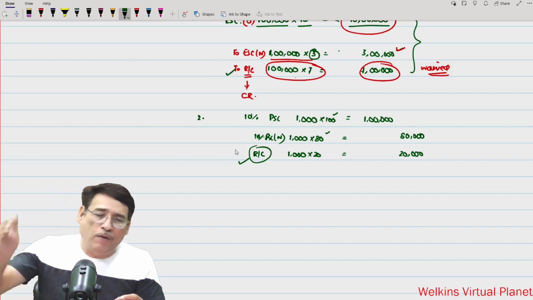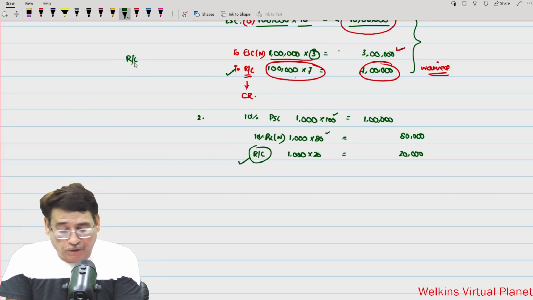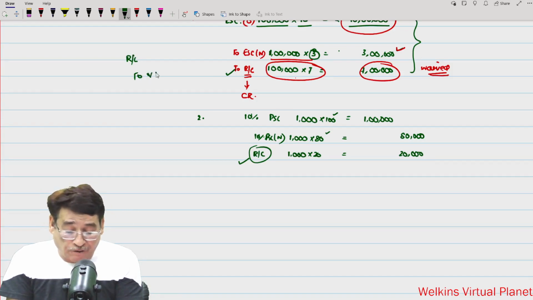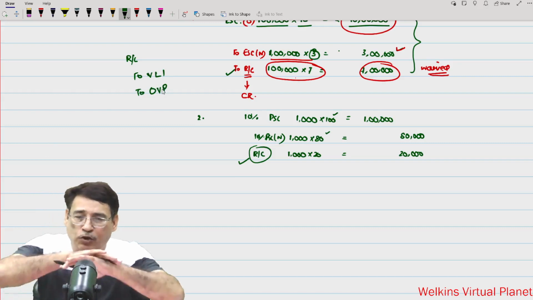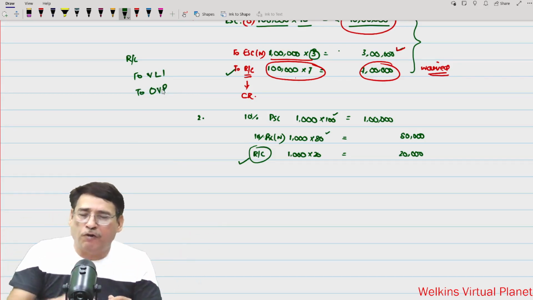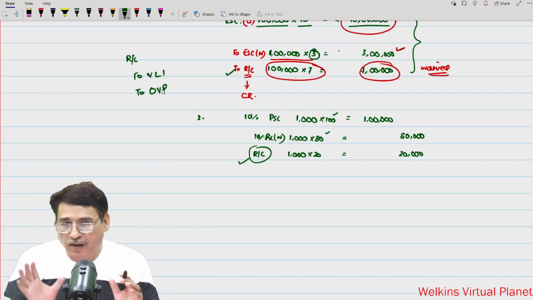Now, whatever amount gets accumulated in the reconstruction account, we will use this in writing off valueless items, VLI, and overvalued portions, and then we will be able to clear our balance sheet of such items which are straining the image of the company. Is it clear to you or not?